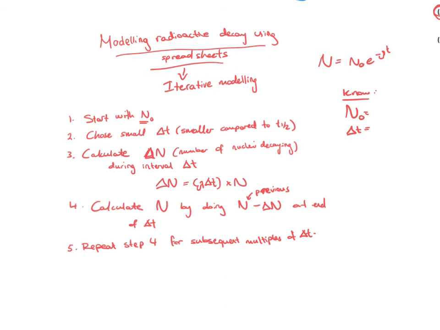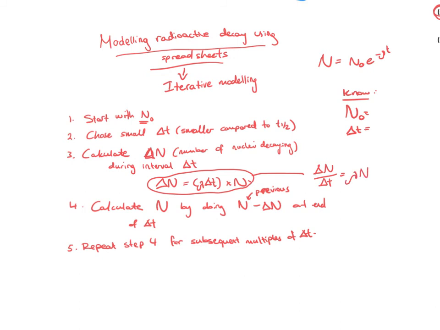Then the next step is to calculate the change in the number of nuclei, basically the number of nuclei decaying during that interval delta t, by using this equation. This is basically a rearranging of the equation that we have seen previously in this lesson.